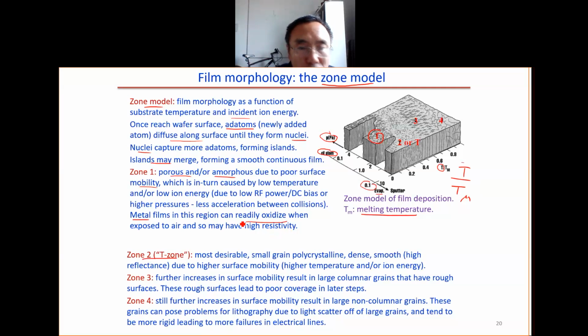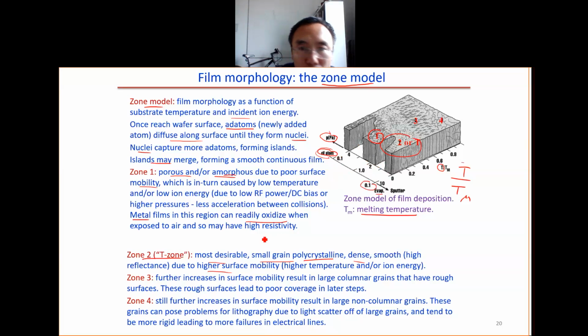Zone 2 is this part. Here we have higher energy. The temperature is not very high, but the energy is higher. When we get higher energy, this is the most desirable. We get small grains, it is polycrystal. This is the amorphous, this is polycrystal. It's a dense and smooth film because of the higher surface mobility induced by this higher energy.